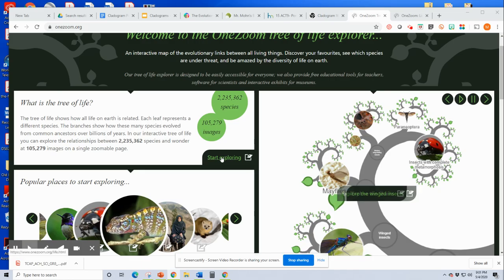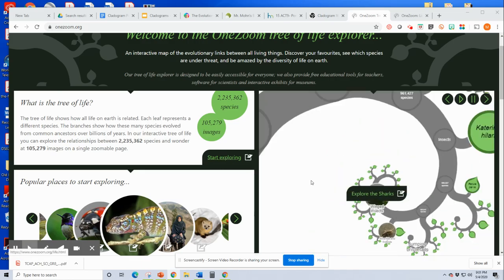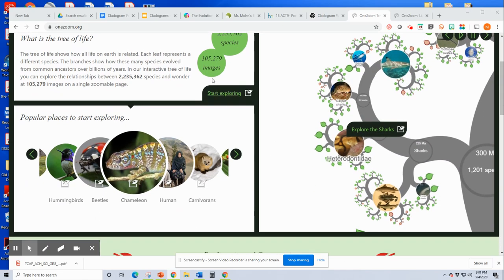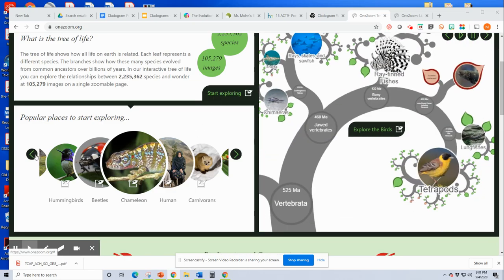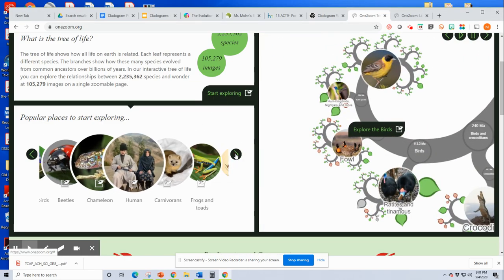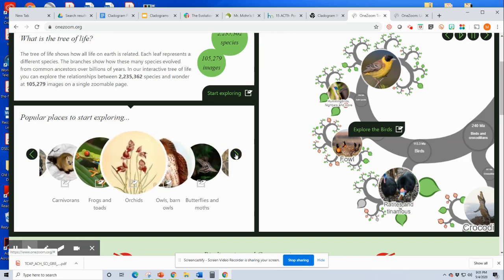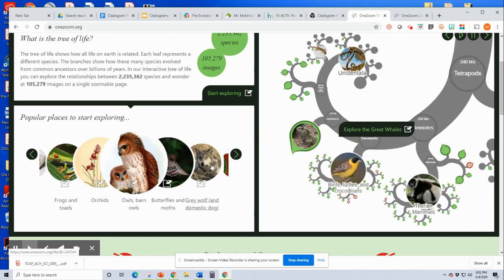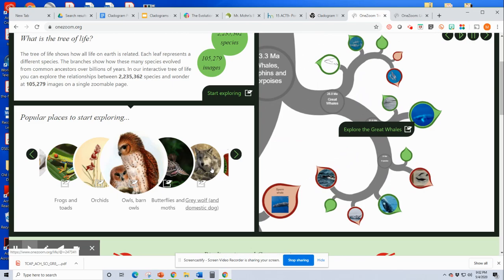And if you want to mess around with it, you can click right here. Over here, this gets me a little dizzy looking at this thing. But right here, you click and you can explore the whole tree of life. Or if it's a little overwhelming, right down here, you can click, and let's say you're into owls. You can click on owls or butterflies or gray wolves, and it will take you directly to that branch on the tree of life, and you can explore. But I wanted to show you this at the beginning of this lesson today.